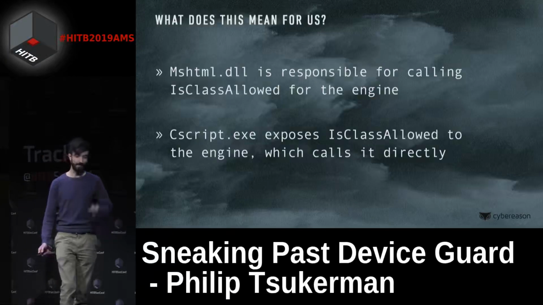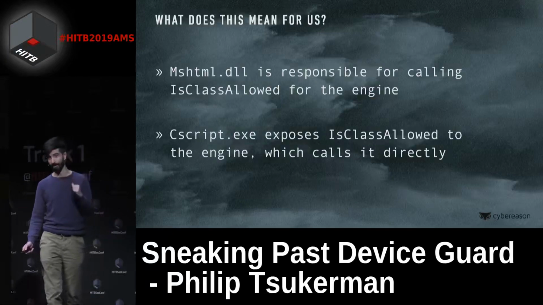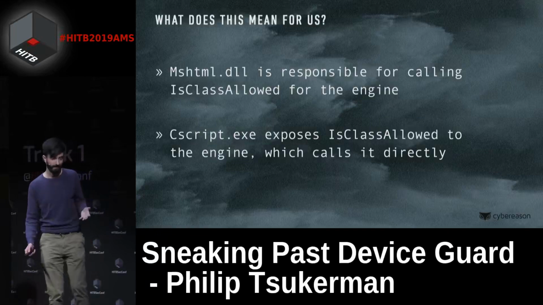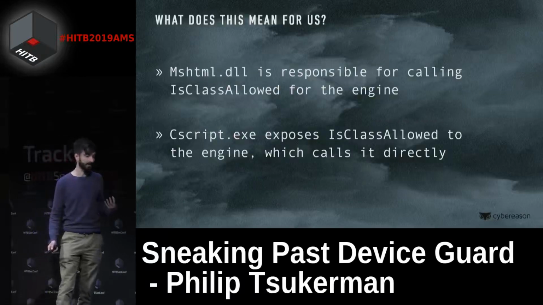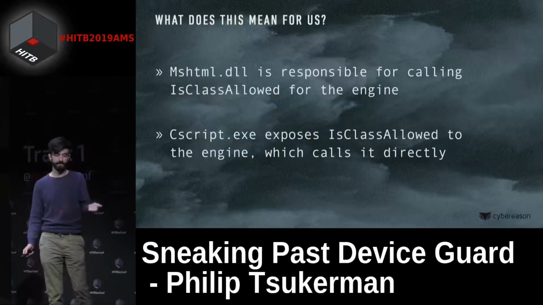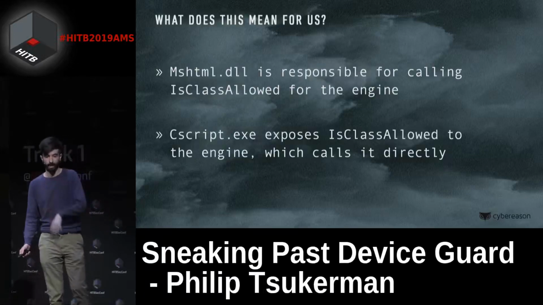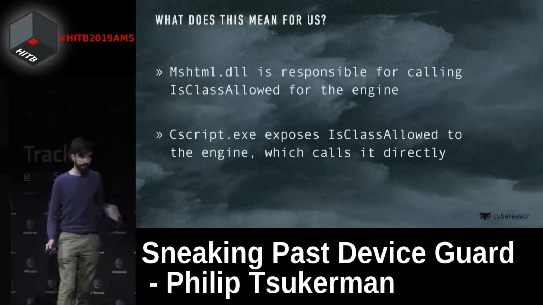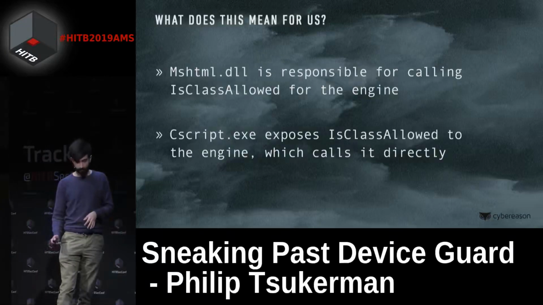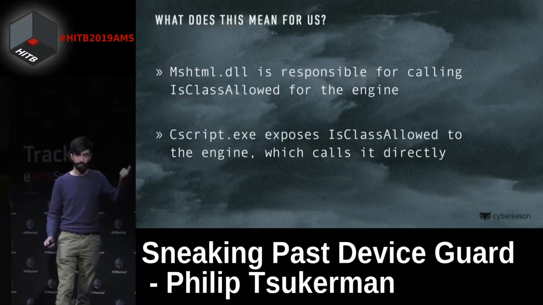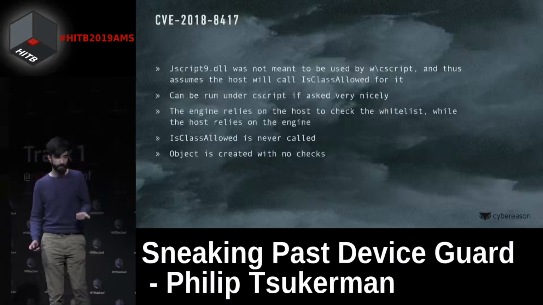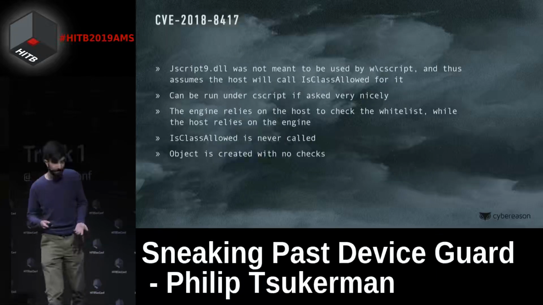So MSHTML thinks, I'm responsible for IsClassAllowed. And CScript thinks, the developers of the scripting engine will know when they want to create their own COM object, and they will call it directly. So this works. Both of these versions work. But what happens when you try to mix them around?